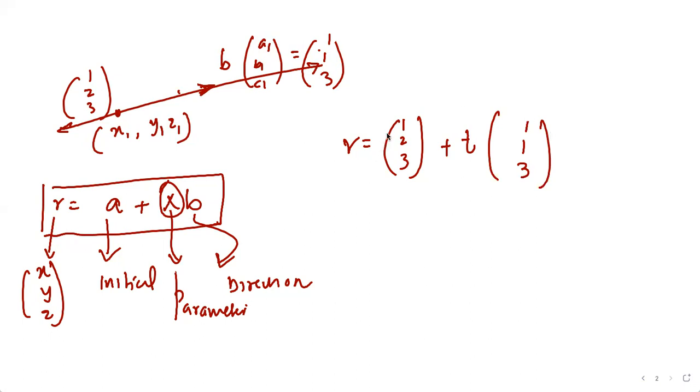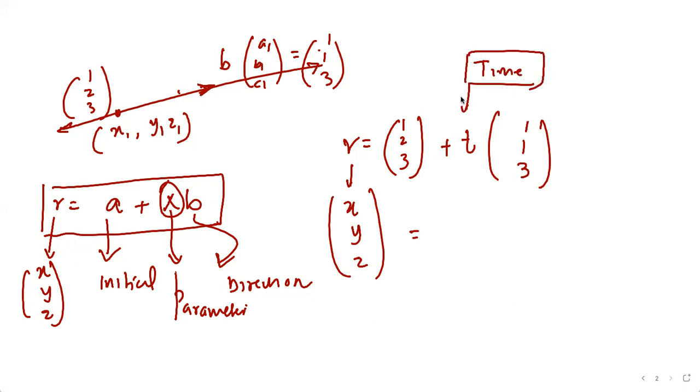Now, what is so special about this line? Let's say r is nothing but x, y, z. If I take time as 0, t is the parameter. It can be a time parameter, a rate parameter, anything.